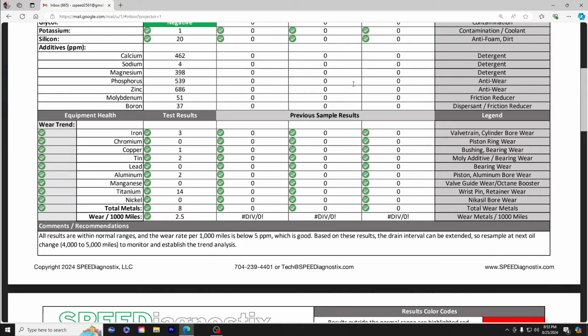Based on these results, the drain interval can be extended, so the resample at the next oil change can be between 4,000 and 5,000 miles. So I'm quite happy with the results of my 3,000 mile oil changes here. And I know a lot of you guys like to change your oil at 4,000 and 5,000. And if that's the case, get an oil analysis and find out if you're within normal tolerances. This is a great tool to let you know what's going on with your oil change frequency.